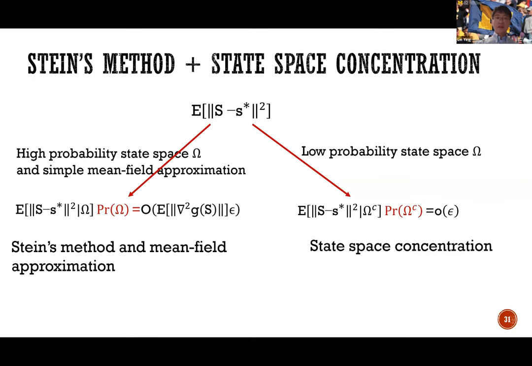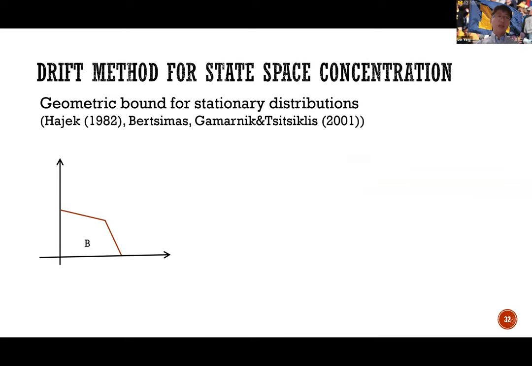So now we already see the Stein's method part. How do we prove the state space concentration? What we utilize is the geometric bound for the stationary distribution related to Hajek's lemma, but the version we use is Bertsimas, Gamarnik, and Tsitsiklis's version in their 2001 paper.